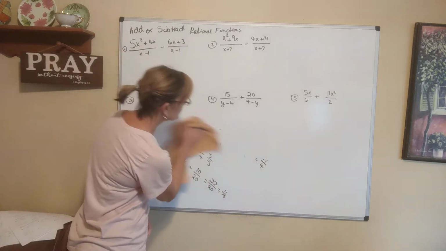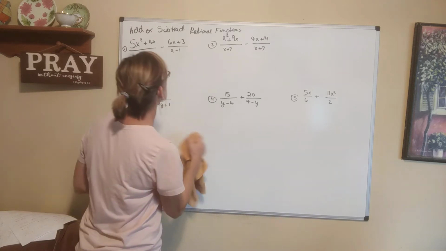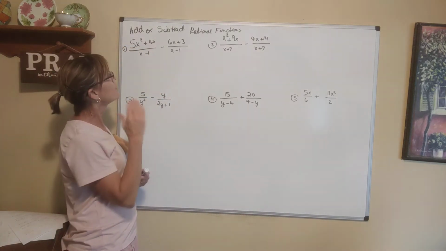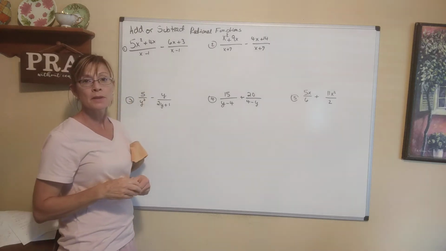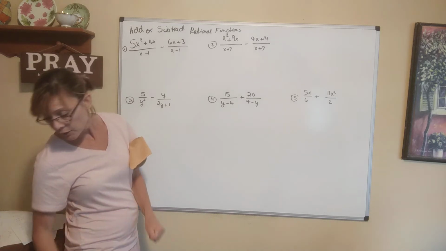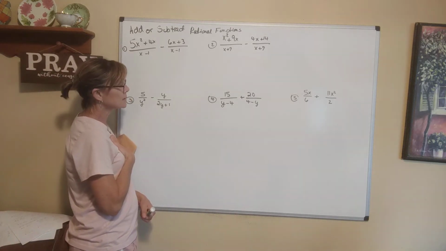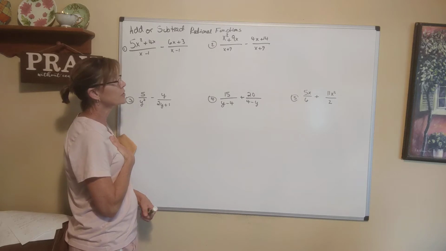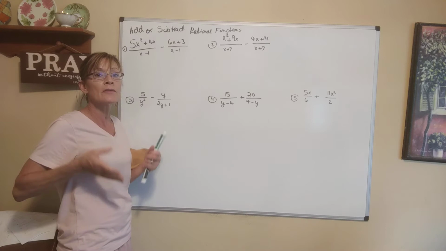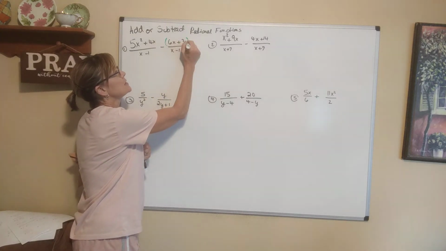All right, number 1. We are asked to add these two rational expressions: 5x squared plus 4x over x minus 1 minus 6x plus 3 over x minus 1. Here is something that we need to remember, and sometimes teachers, including myself, for sure, do not talk about this enough. And that is that every numerator and every denominator is a grouping. It is like it's got parentheses around it.